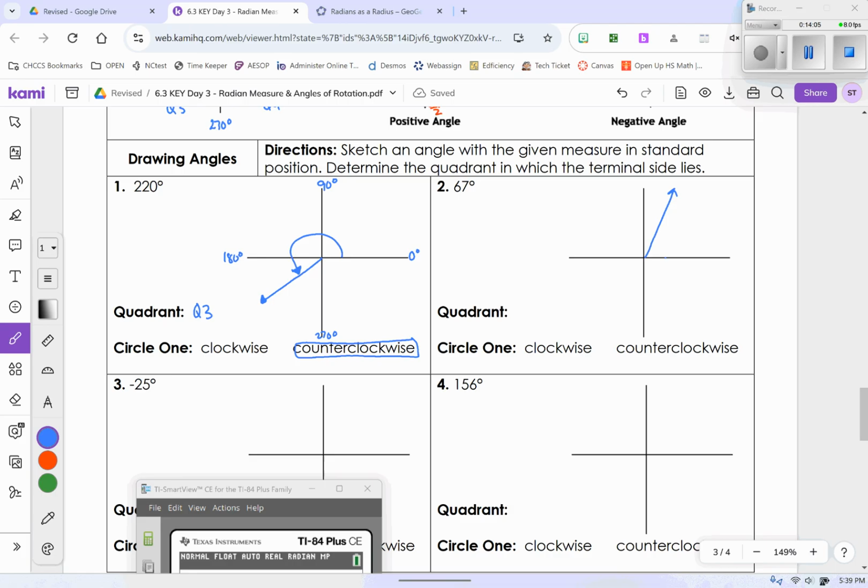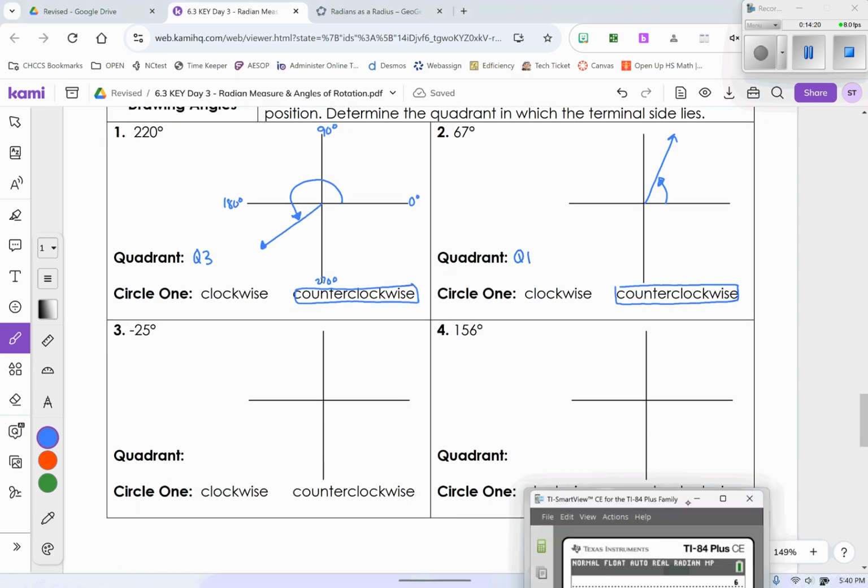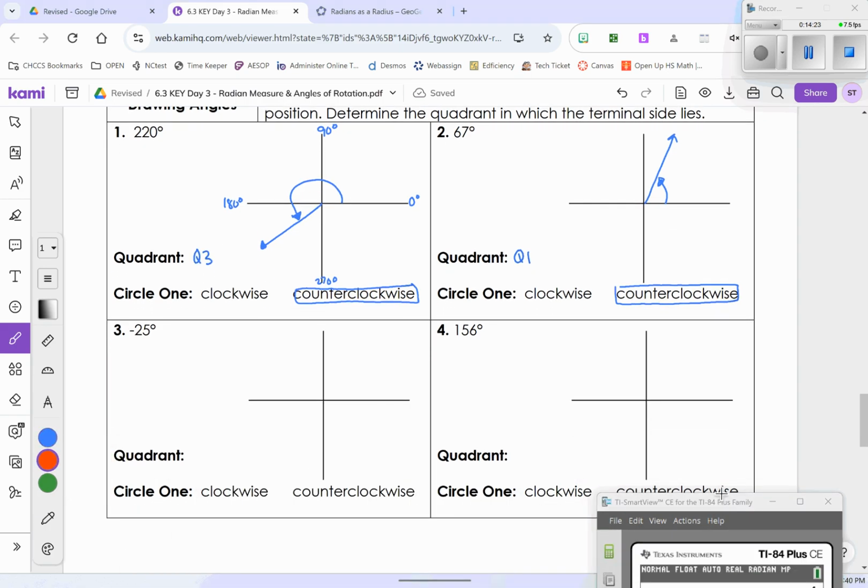The next one we have is 67 degrees. 67 degrees would be somewhere up here. Our angle would start at the positive x-axis and go in the counterclockwise direction because, again, it's a positive angle. And this is in quadrant 1. Then the next one we have is negative 25 degrees. So you can also go the negative direction. If I start here at 0 and go this way, this would be negative 90, negative 180 degrees, negative 270 degrees, and all the way back around would be negative 360 degrees. So negative 25 degrees would be down here and go from the x-axis in the clockwise direction, and this would be in quadrant 4.